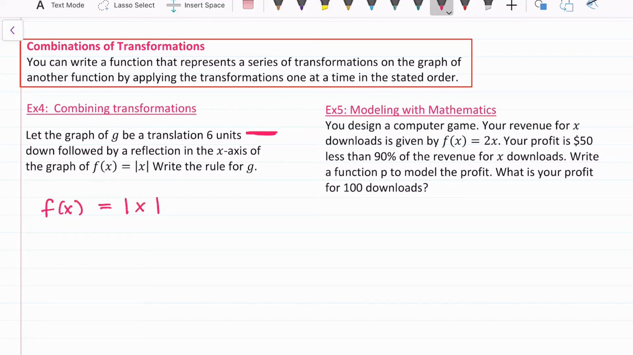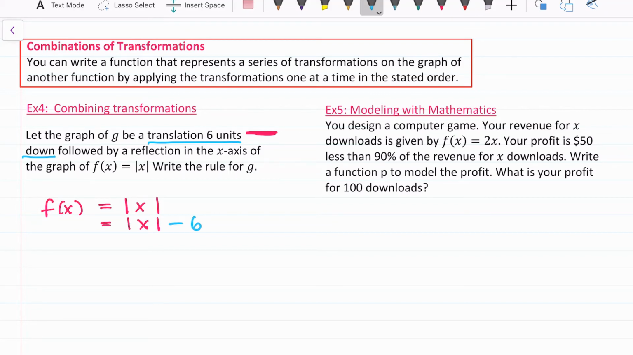And the important thing here is that you have to go in order. So whatever is written first has to be done first, which affects the entire problem if you go out of order. So the translation of 6 units down. So 6 units down will be to put a -6 here. So actually, let me rewrite this. It will be the same equation that you have, and then we have a -6.